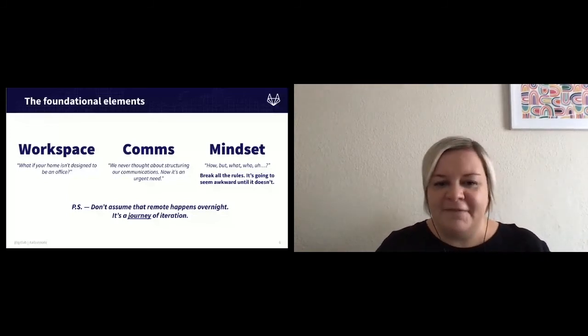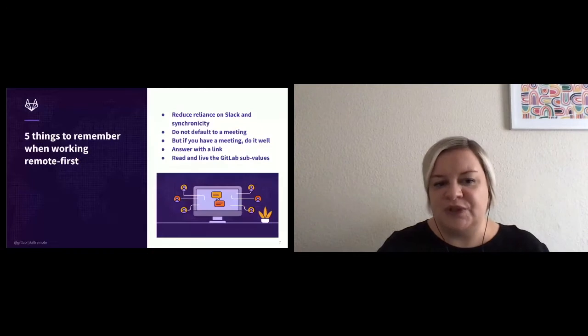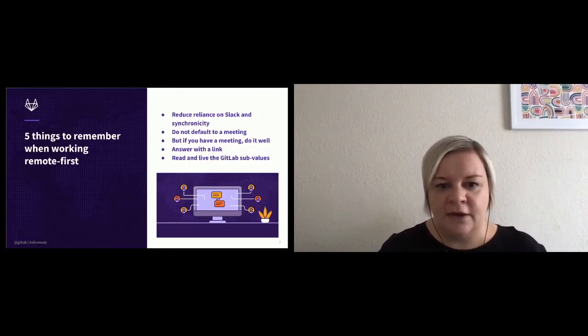There are five things that are really important to remember when working in a remote-first environment. The first is reducing reliance on Slack and synchronicity, then not defaulting to a meeting. And if you're having a meeting, doing it well, answering with a link, which I touched on earlier, and reading and living the GitLab sub-values. I'm going to go through these individually now.